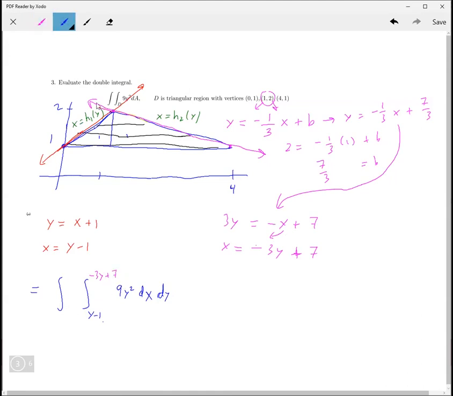And then the y is going to go from 1 to 2. So y goes from 1 to 2. There's no x's in this expression right here. It's just a y squared. So when you take the integral, it's going to be just an x, and then you take the upper minus the lower. So you're going to end up with the upper one minus the lower one.